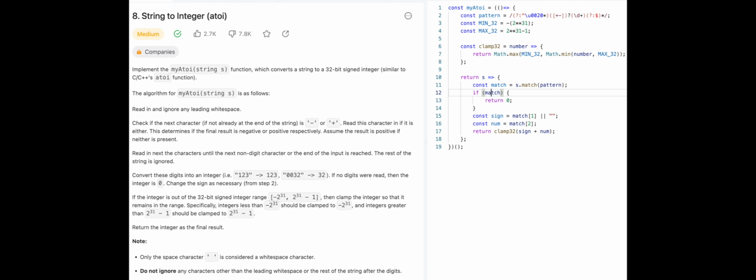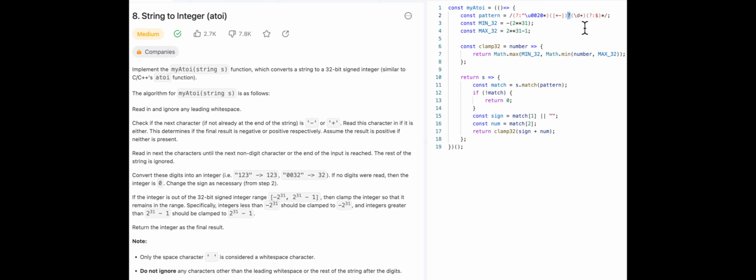We could just as easily have written this, and that will be perfectly fine. But I chose to use this, just simpler, or more concise. If we don't have a match, return 0. And then the sign is the first match, right? Because this is grouped and saved. And if we don't have a sign, then we have the empty string. Num is the second match. Match at index 2. That's this one, because we don't have a question mark inside that regex group.